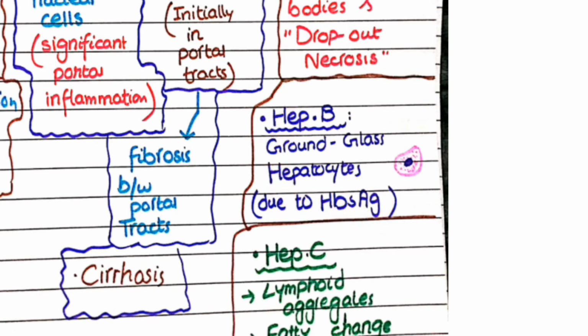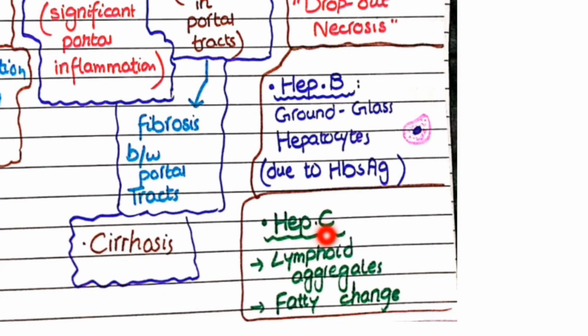So remember that you can perform immunohistochemistry to identify this hepatitis B surface antigen in cases of hepatitis B. Now as far as hepatitis C is concerned, the characteristic feature here is lymphoid aggregate. You know that in chronic viral hepatitis, the inflammatory cells are lymphocytes or macrophages, etc. But specifically in cases of hepatitis C, the lymphocytes start to form clusters or aggregates that are known as lymphoid aggregates. Secondly, in hepatitis C, you can also see fatty change in affected hepatocytes. This fatty change appears as microvesicles or macrovesicles of fat in the hepatocytes. So remember that hepatitis B has the specific characteristic feature of ground glass hepatocytes, and hepatitis C is characterized by lymphoid aggregates and fatty change.